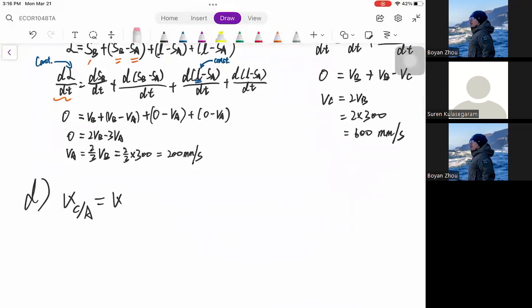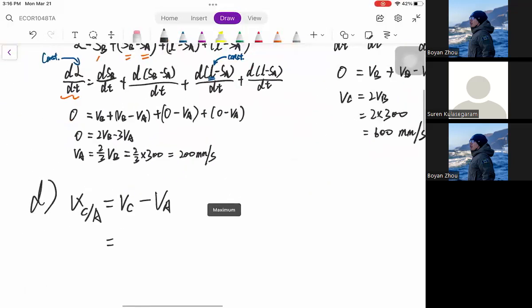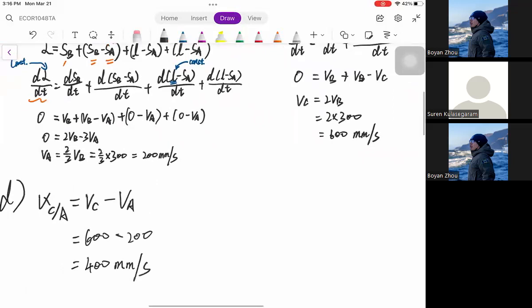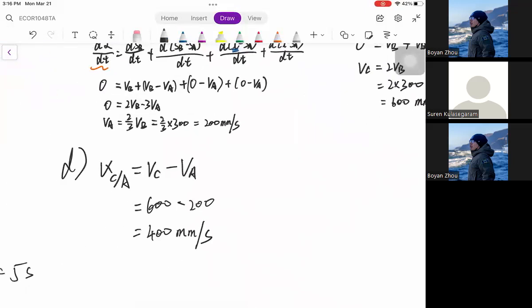How I remember that is pretty straightforward. VC dash A is equal to VC, the dash becomes a minus sign, VA. So you don't have to memorize something else. For me, this is the easiest way to remember it. And then we already found VC and VA, so we just need to plug in the numbers. VC is 600, VA is 200. So 6 minus 2 is 4. So that is for part D.